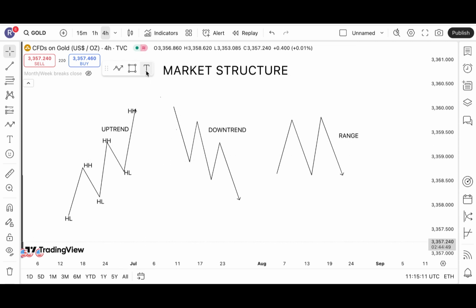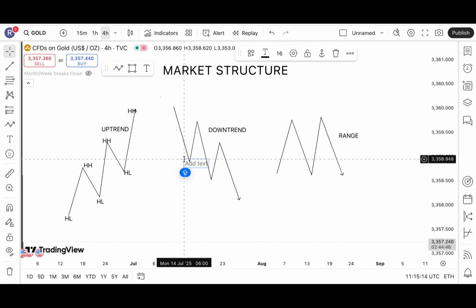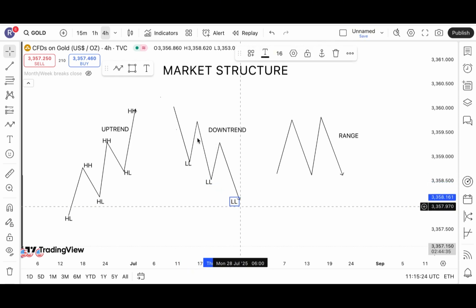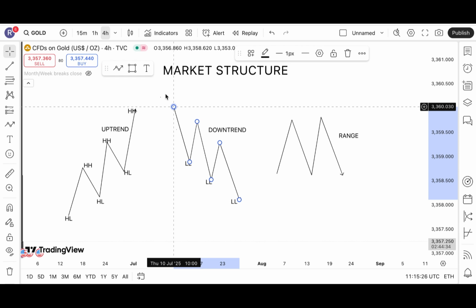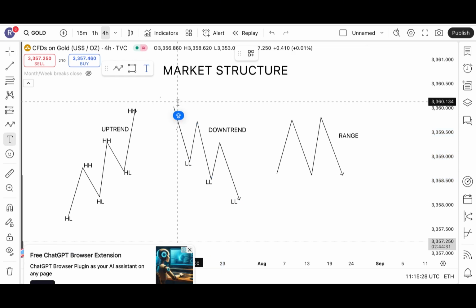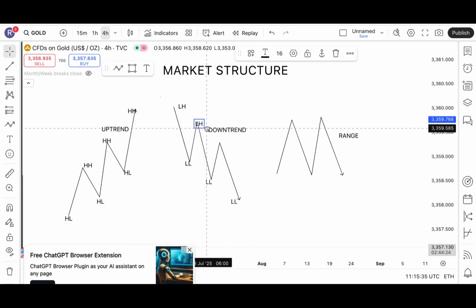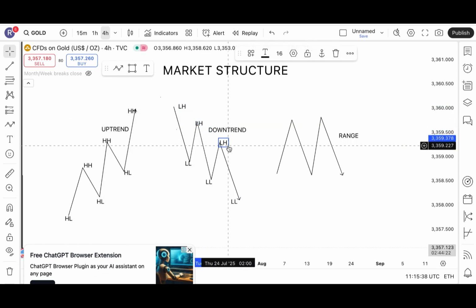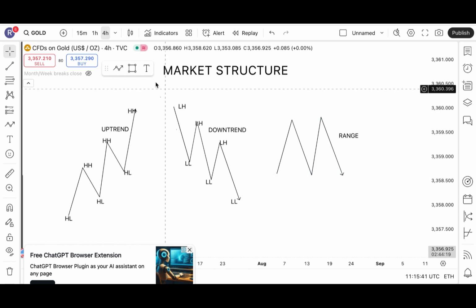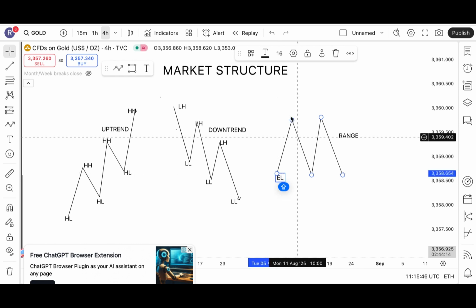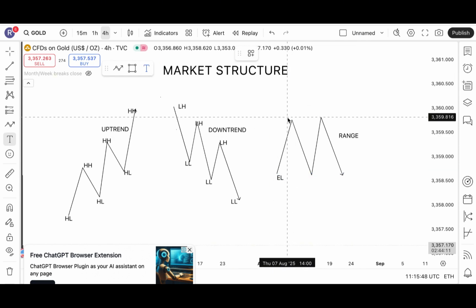While for the downtrend, you see it makes lower lows and lower highs. And for the range, it makes equal highs and equal lows. So it's equal lows, and for the top here, equal highs.